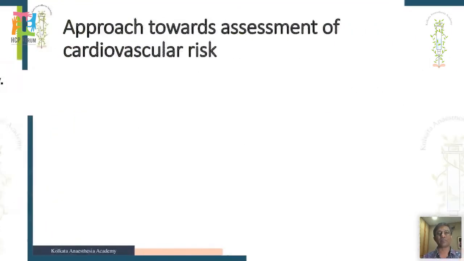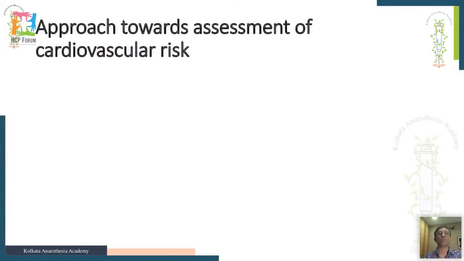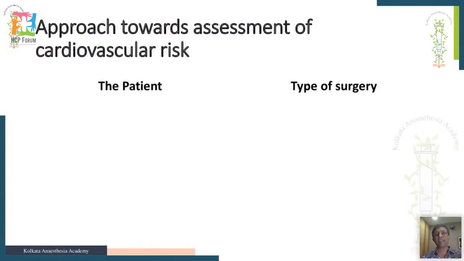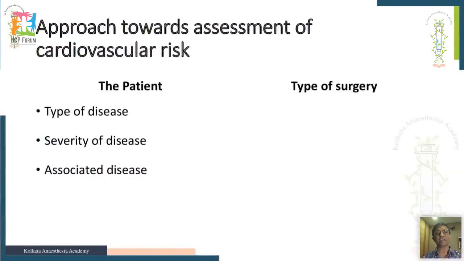And now we will proceed towards how we approach assessment of cardiovascular risk. See, the two main pillars or columns are the patient and the type of surgery. In the patient, you are looking at the type of the disease, whether it is ischemic, or pumping, or valvular, and the severity of the disease, and is there any associated disease along with the cardiovascular disease.